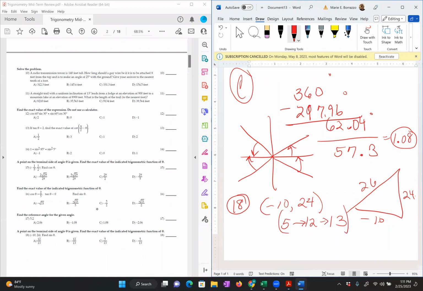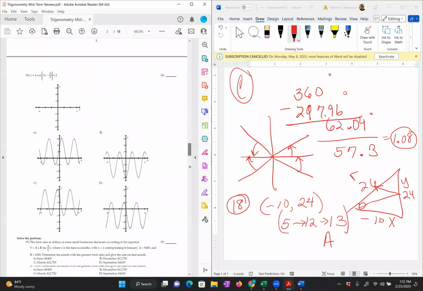All right, so they want sine theta. So if theta is sitting here and I want sine theta, I'm looking at opposite over adjacent. Okay, remember this is the x, remember this is the y, and this is the r. So that's why we know this should be answer choice A for number 18. Again, let's check the math.